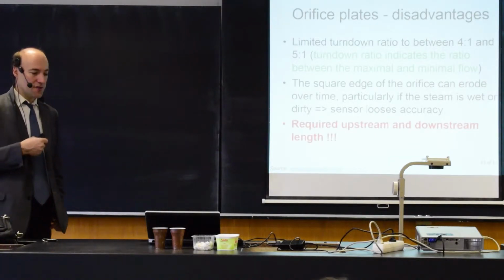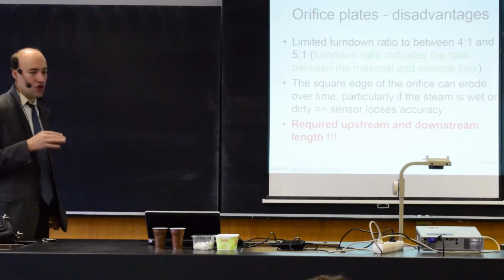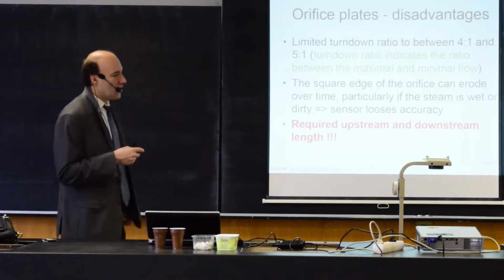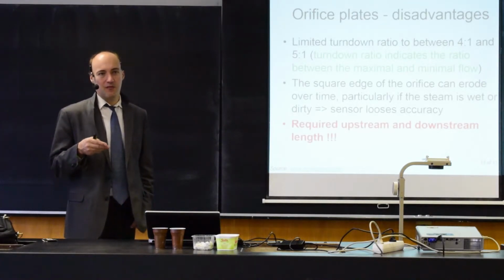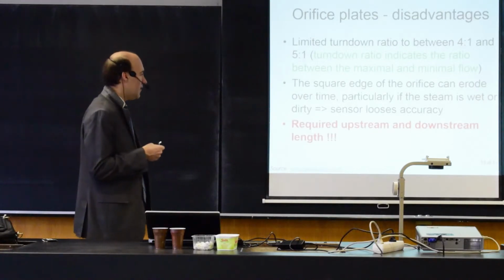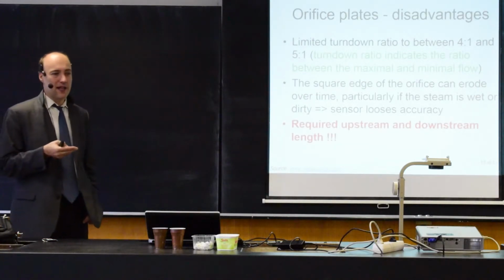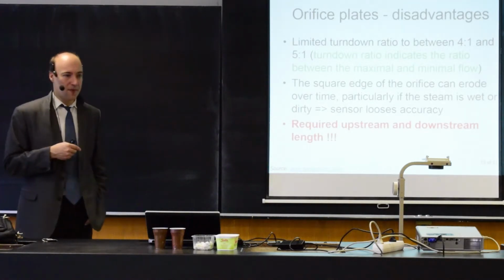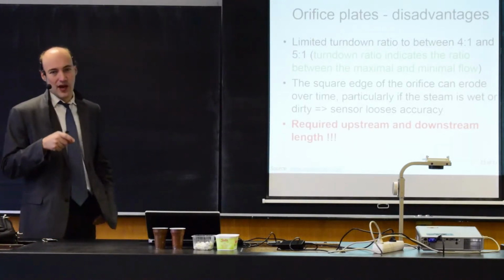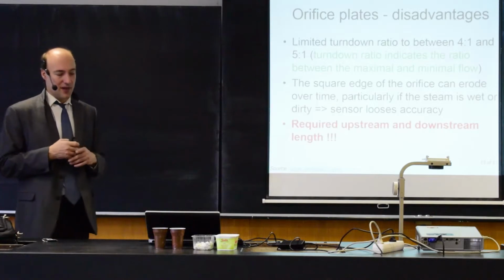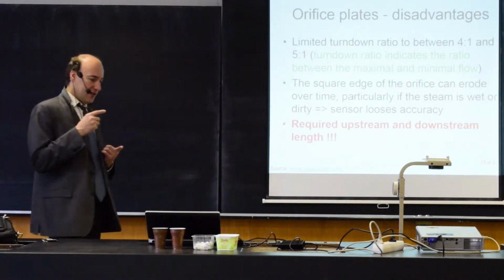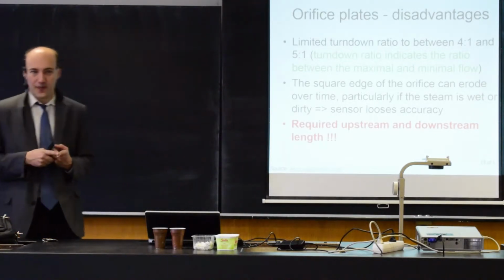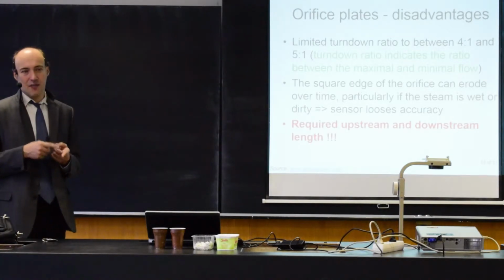And for the orifice plate, typically the turn-down ratio is somewhere around 5 to 1. So let's say if you measure a flow rate of, let's say, 5 cubic meters per hour or per minute, if this would be your maximum flow rate, then the minimum flow rate you can measure with that would be 1 cubic meter per minute, for example. So this has a quite limited ratio between minimal and maximal flow rates. The orifice plate is not a good device if your fluid can damage the orifice plate.